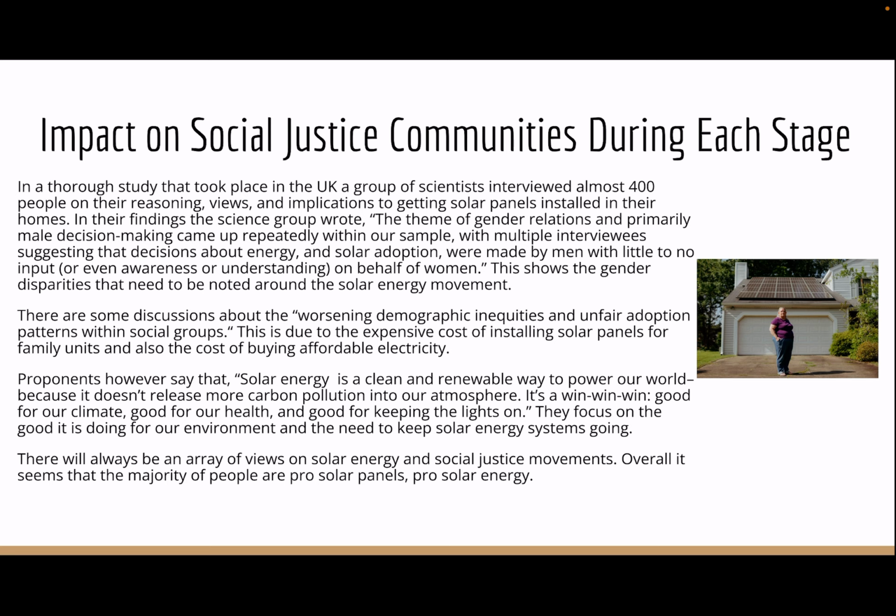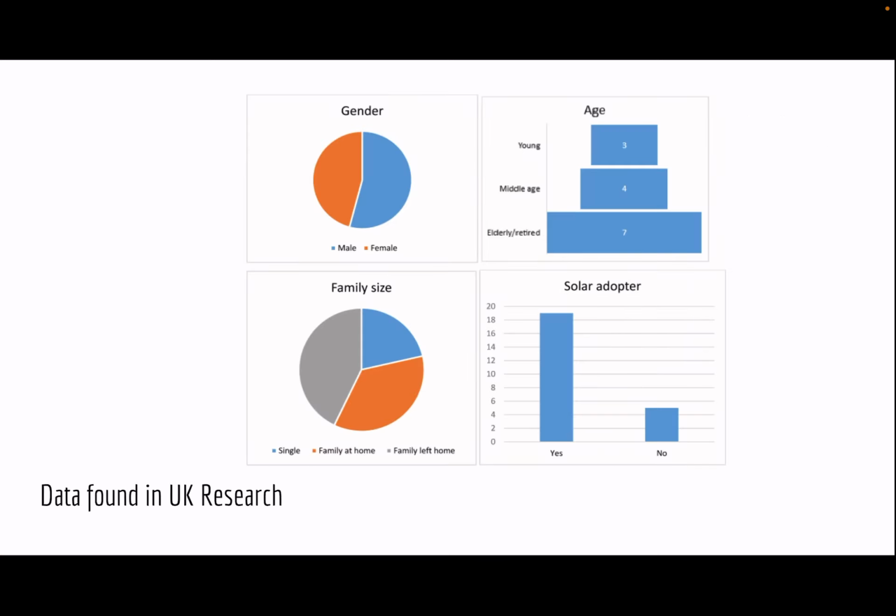So proponents do say that solar energy is a clean and renewable way to power our world because it doesn't release more carbon pollutants into the atmosphere. It's a win-win, good for our climate, good for our health. So there are, of course, proponents because it's great for the environment, but there are major drawbacks in our social realm because of the gender gap and the inequalities of economic statuses. This is just the data found in the UK research, which shows how much more males, especially older retired males, took initiative with solar and how females were not able to have input.